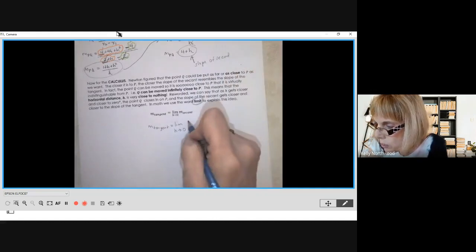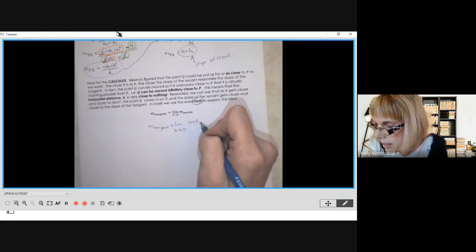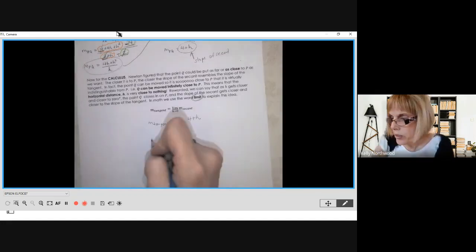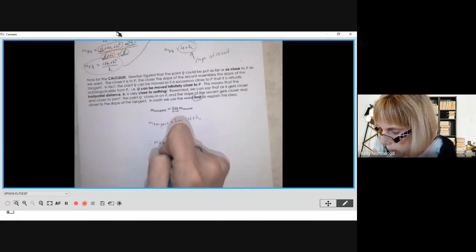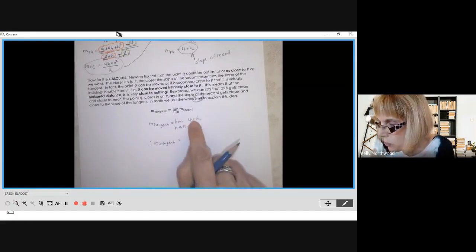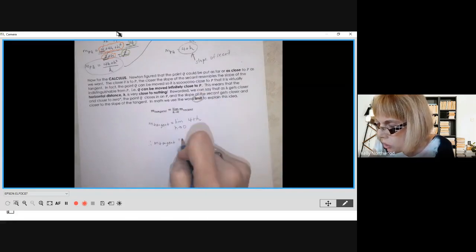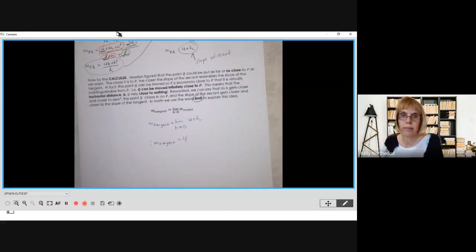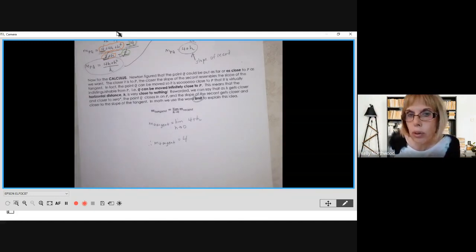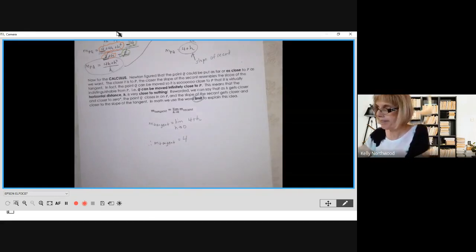So the limit as h approaches 0 of 4 plus h. So the slope of the tangent then is going to end up being, so now we're going to let h approach 0. So as h approaches 0, 4 plus h approaches 4. So that would mean that the slope of the tangent would be 4. And then we're going to go back to our picture and actually draw in the tangent line using a slope of 4 and see how it looks.